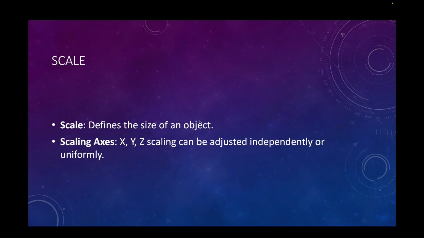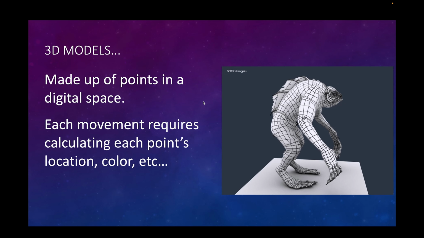Right, so now for the third part of our transform. We have location, rotation already. Let's talk about scale. Scale defines the size of an object. When you're scaling things, you can scale them independently based on the axes or uniformly where they all change the same. For us to really understand scale though, we have to talk a little bit about 3D models.